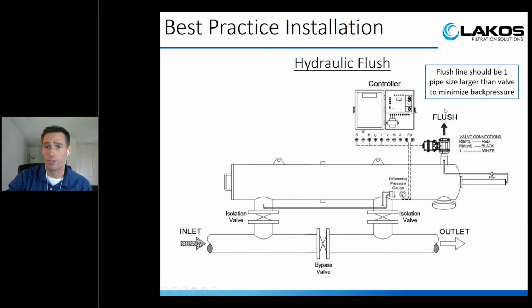The flush valve, it is very important to know that whatever flush valve size you get with the screen filter, say for example, this is a 1.5-inch flush valve, you're going to want to bump that up to at least a 2-inch flush line to minimize any kind of back pressure. Because remember, you want that flush to be at or near atmospheric pressure. You don't want back pressure that inhibits effective cleaning of the filter.